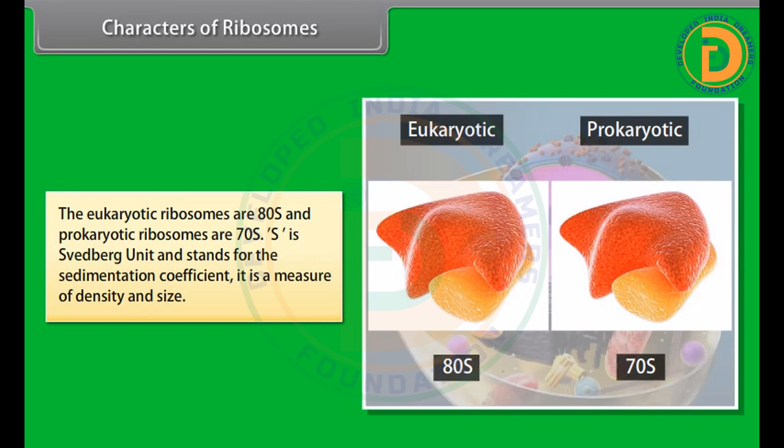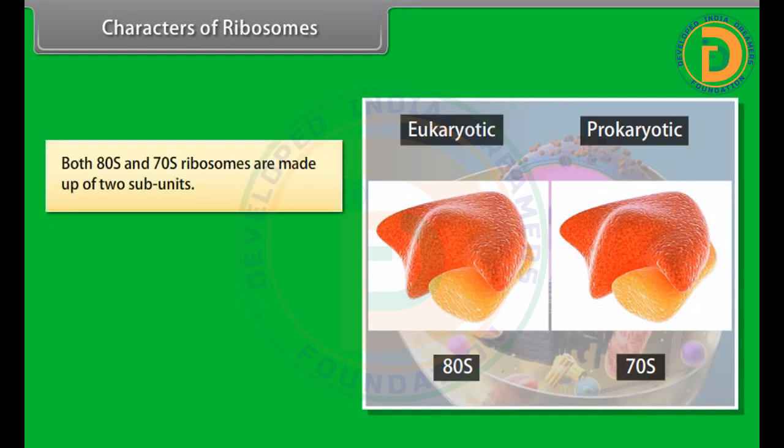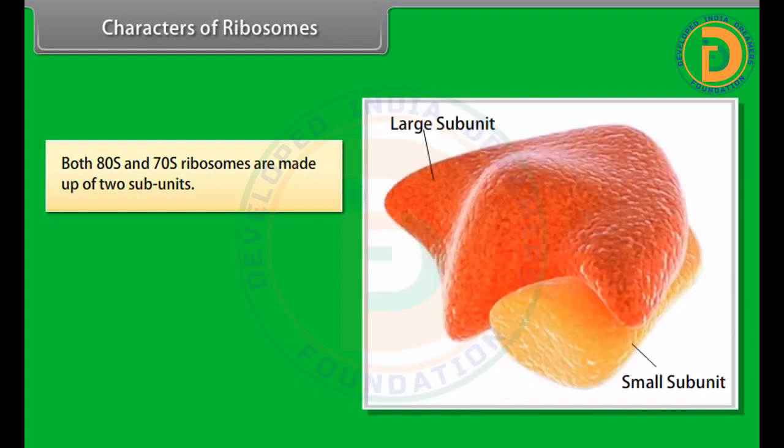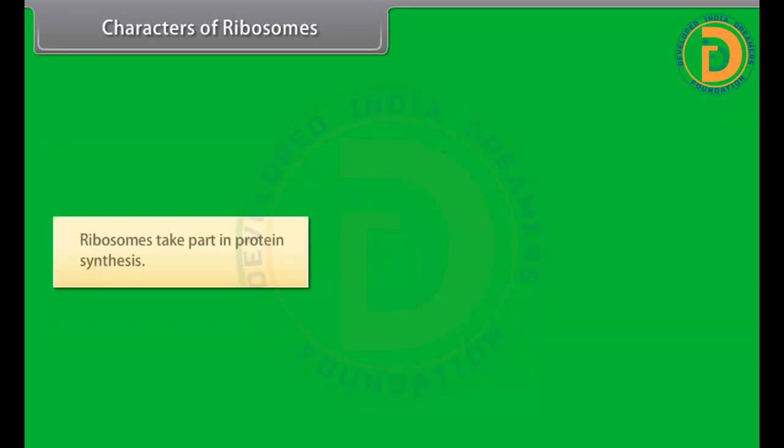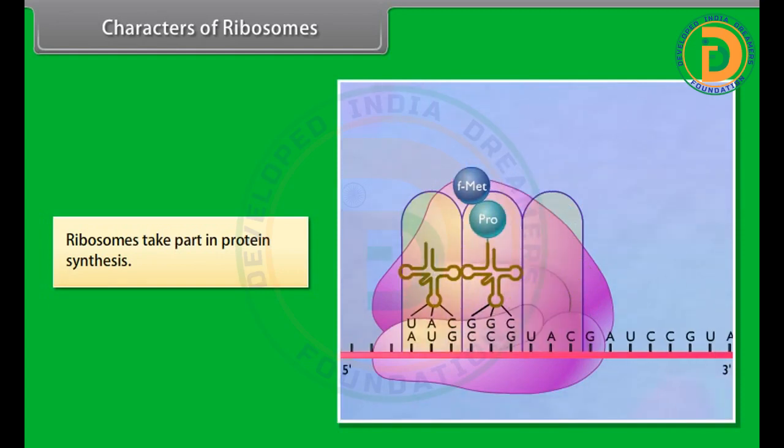S is Swedberg unit and stands for the sedimentation coefficient. It is a measure of density and size. Both 80S and 70S ribosomes are made up of two subunits. Ribosomes are also attached to the outer membrane of endoplasmic reticulum. Ribosomes take part in protein synthesis.